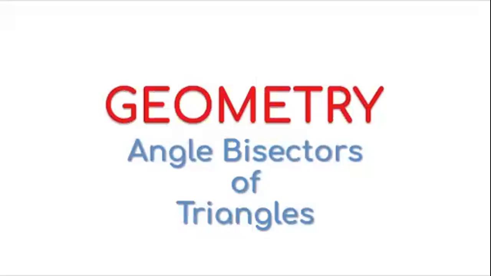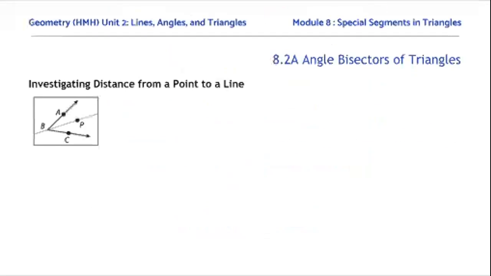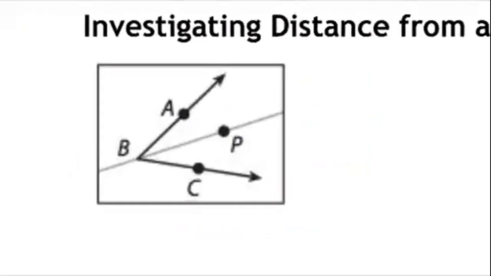Geometry, angle bisectors of a triangle. Let's talk about distance from a point to a line, right? Looking at this, how far is P from, let's say, ray BA?